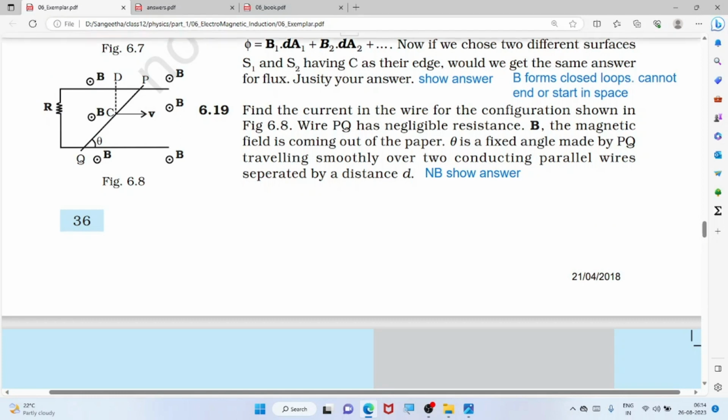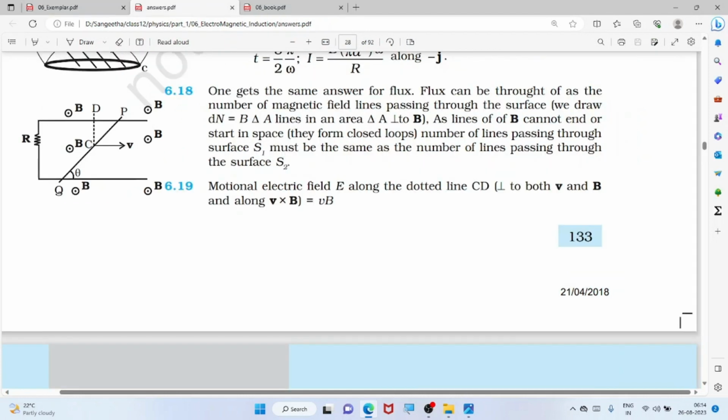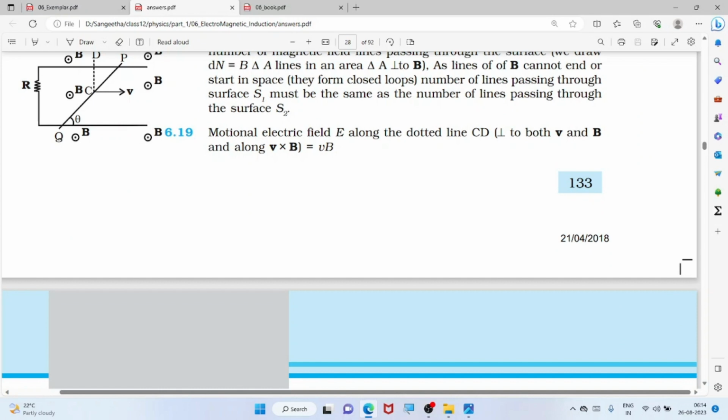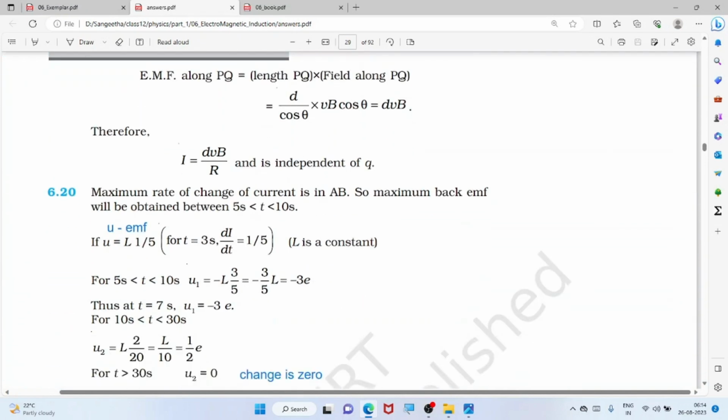Find the current. So this is the current.